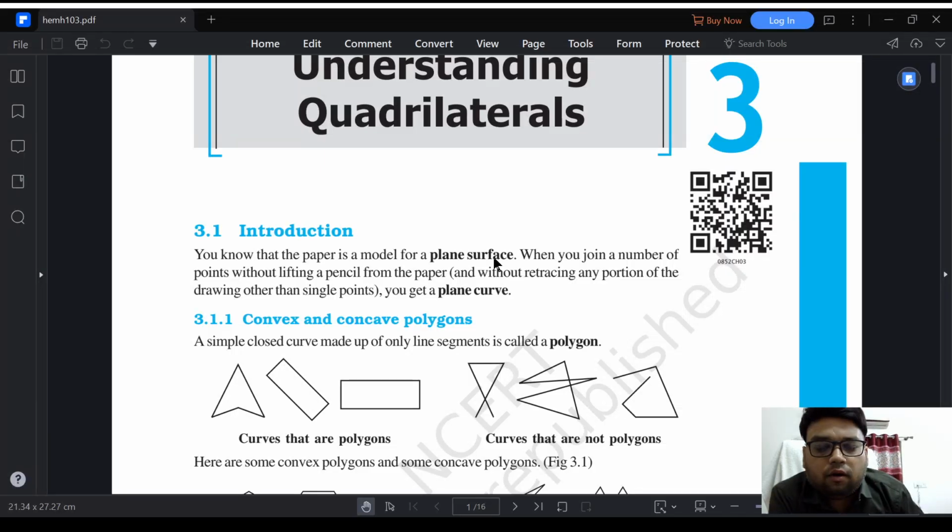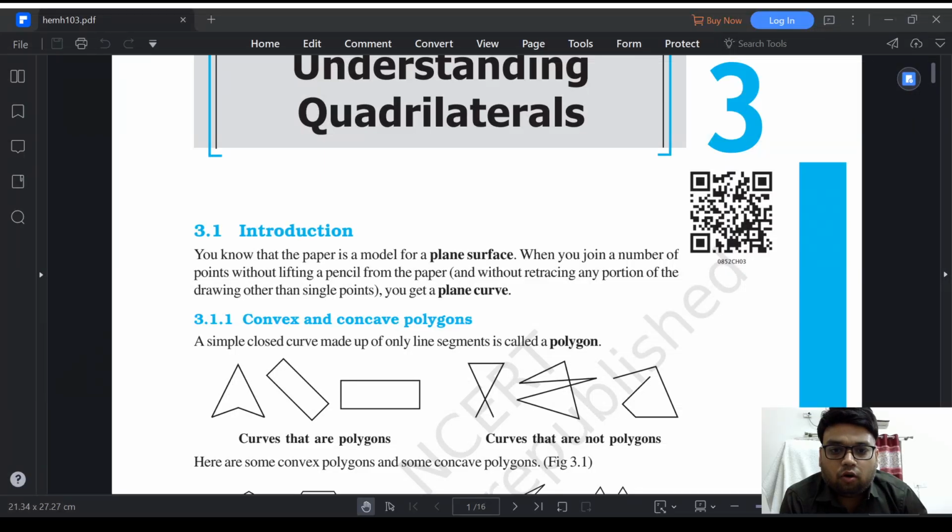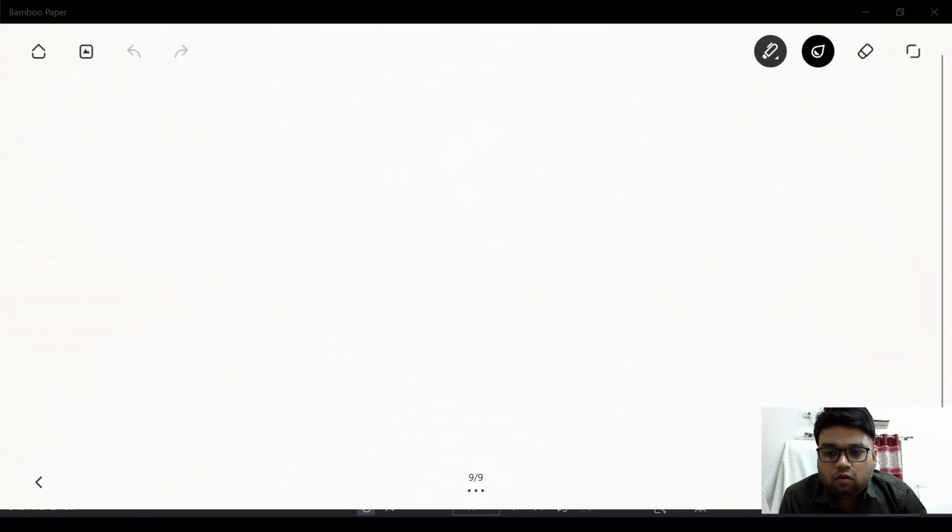So our question is, if a quadrilateral is a type of polygon, then what is a polygon? We first have to understand what a polygon is. To understand it in a better way, let me explain. Our chapter is quadrilateral.